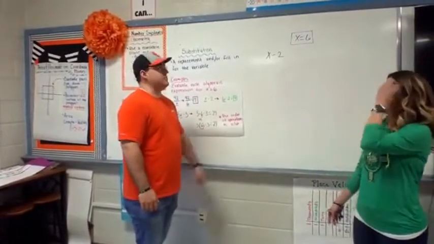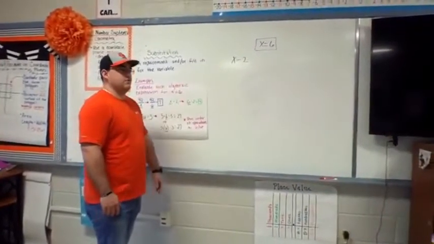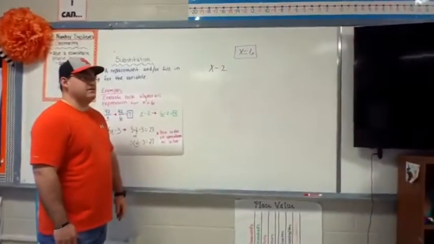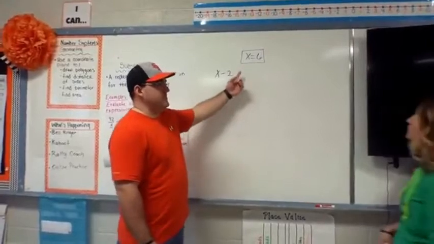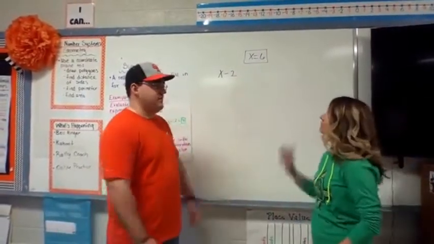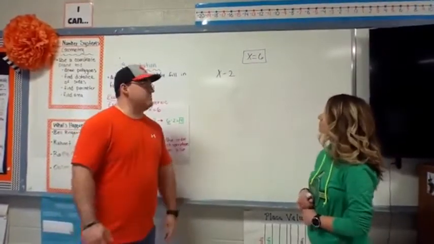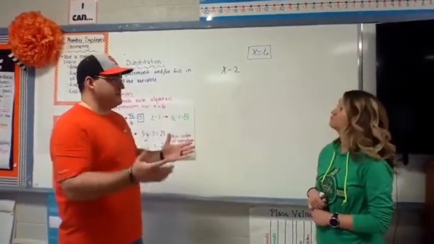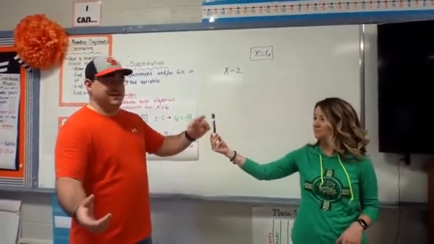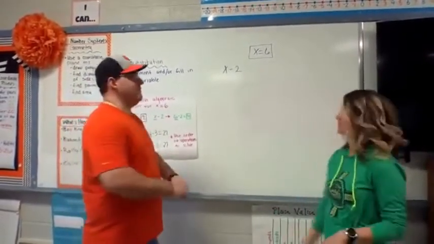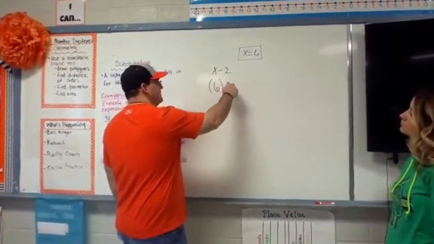Yep. So we're going to be substituting what we know the value of x is here. We know that x is equal to 6. So that means every time I see an x, what am I going to put in its place? We're going to use a 6. One thing that I like to do, Miss Pittman, is put parentheses whenever I substitute. That's going to help us, especially next year in 7th grade. So we're going to do 6 minus 2.